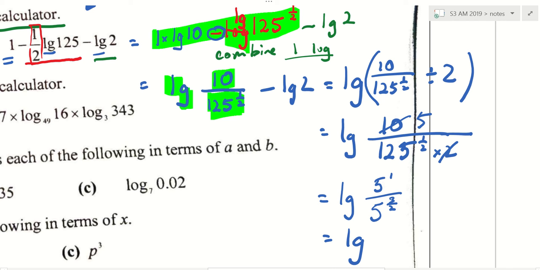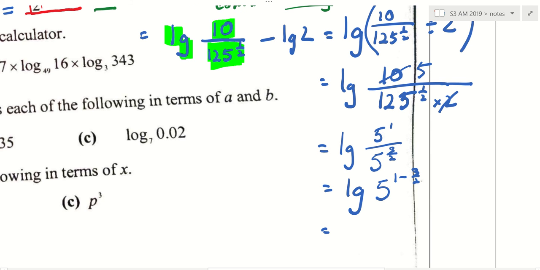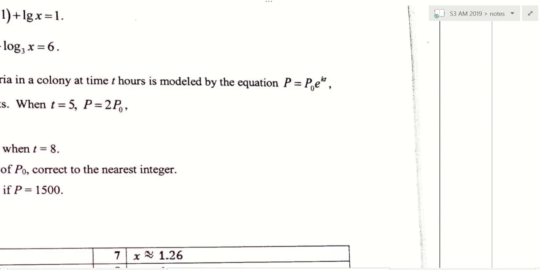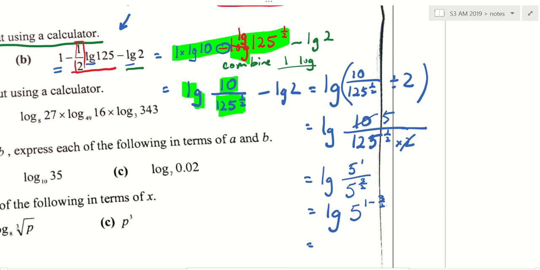Do you know why it is 5 and 3 over 2? Because 125 is 5 cubed, right? Okay, so now I'm dealing with indices already. What is a to the power of m divided by a to the power of n? 1 minus 3 over 2, right? So what's the answer? Sorry, what's the answer behind? Answer is 0.